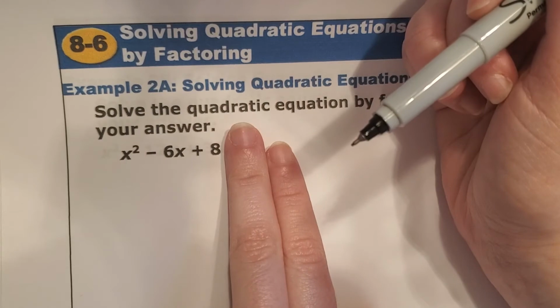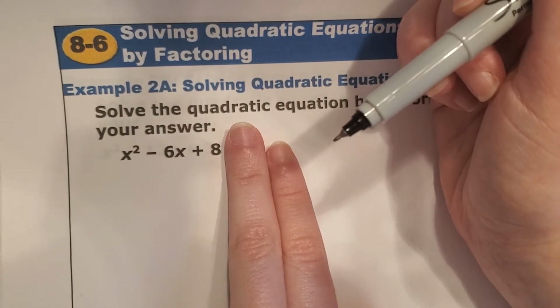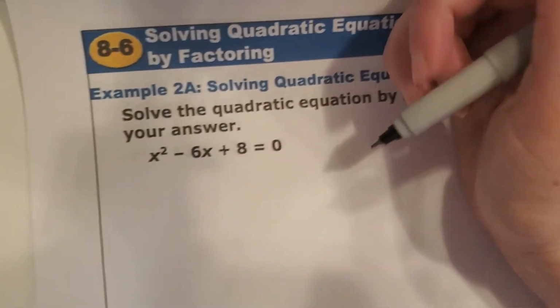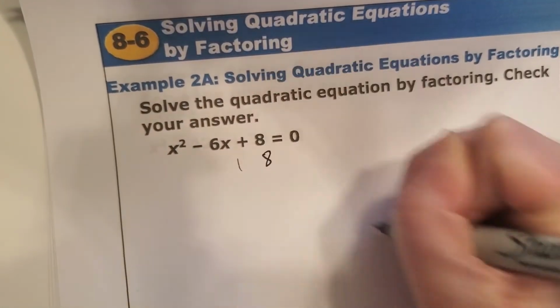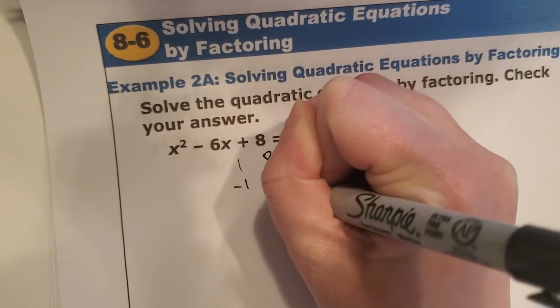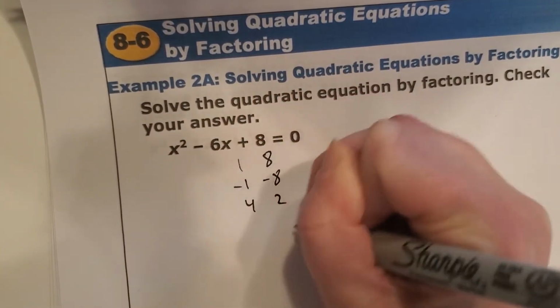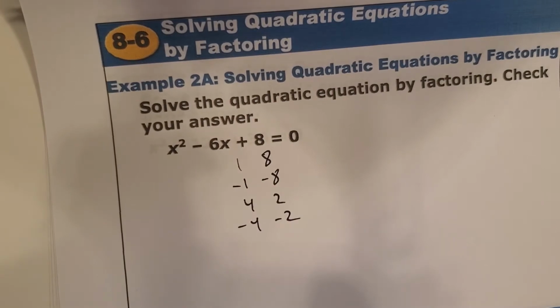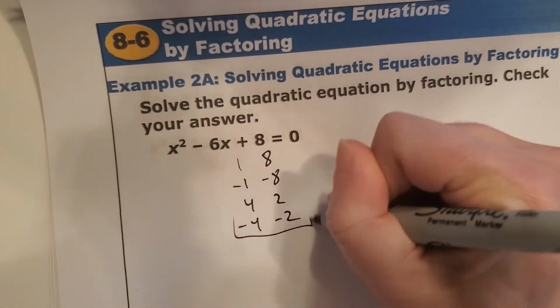And this goes into the same kind of things we were doing in the warm-up. What are factors of 8 that add up to negative 6? So what are factors of 8 first? 1 and 8. Make them negative. 4 and 2. Make them negative. So which one of those pairs adds up to negative 6? This last one.